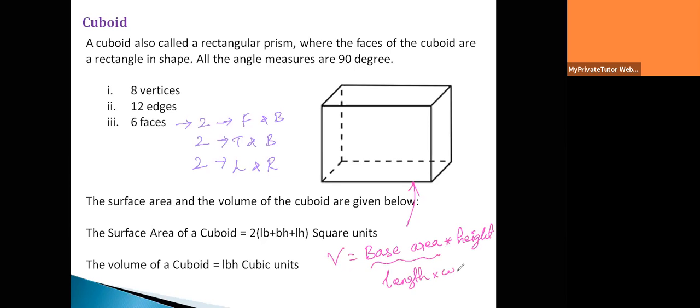Length times width. So that's the base area, because the base becomes a 2D shape. So volume becomes base area times height, which is the same as length, width, and height. Let's try some questions, guys.